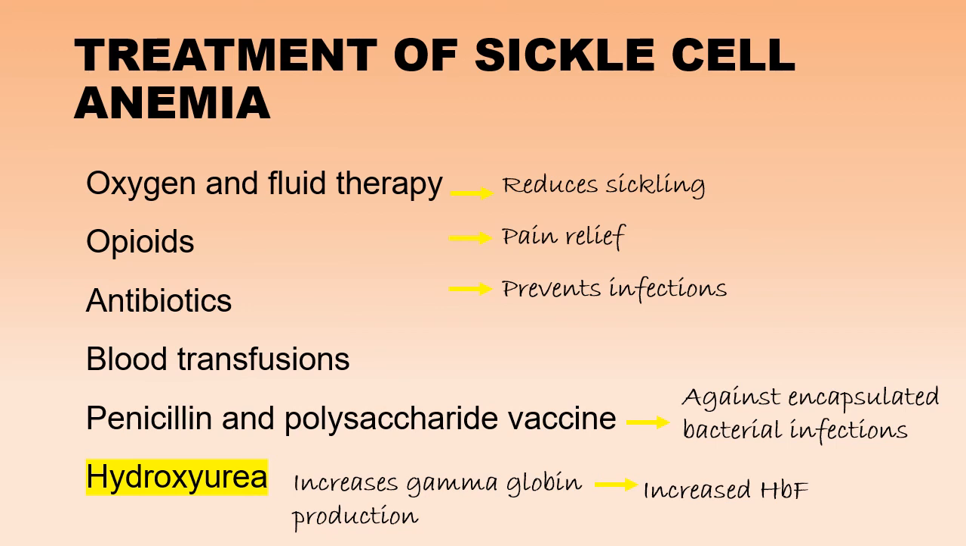Penicillin and polysaccharide vaccines are essential to prevent infections against encapsulated bacteria. Hydroxyurea is said to increase gamma globin production and thereby cause increased hemoglobin F that can replace the hemoglobin S and provide relief in these individuals.